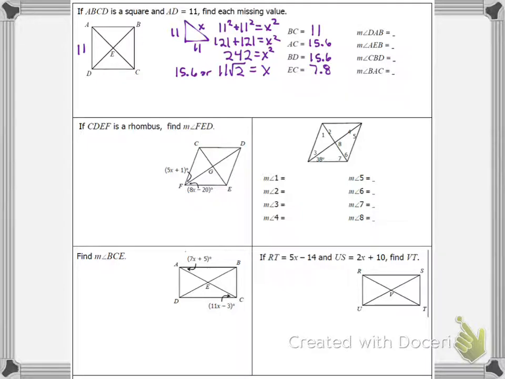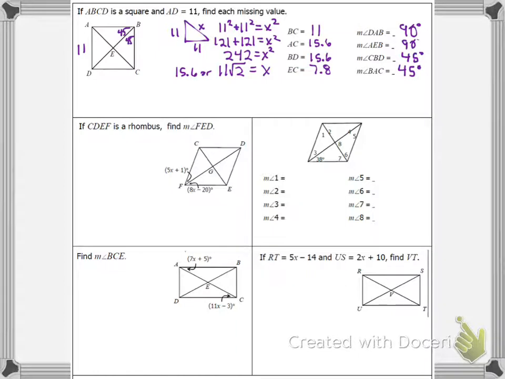Now we need to find angles. So I know they're all right angles. I know diagonals intersect to be right angles, and since they bisect, all of the other angles around here would also be 45s. So really our only options are 45 and 90 as we look through. So DAB is a 90-degree angle. AEB is a 90-degree angle. CBD is going to be 45 degrees. And BAC is also 45 degrees.